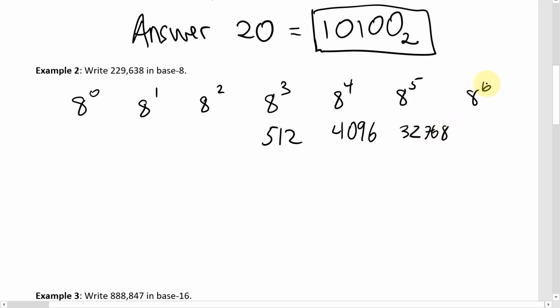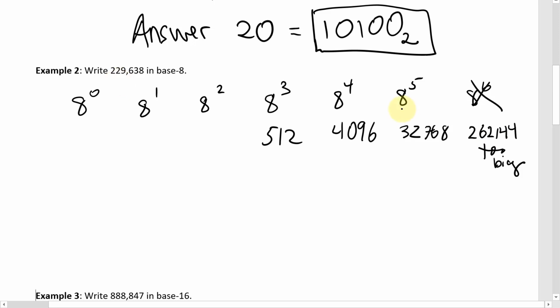8 to the power 6. That's 262,144. And so I don't need that because that is bigger. It is bigger than the 229,000 I'm trying to convert. So we wouldn't need any of these because even just having one of those would add up to more than what we're trying to convert.